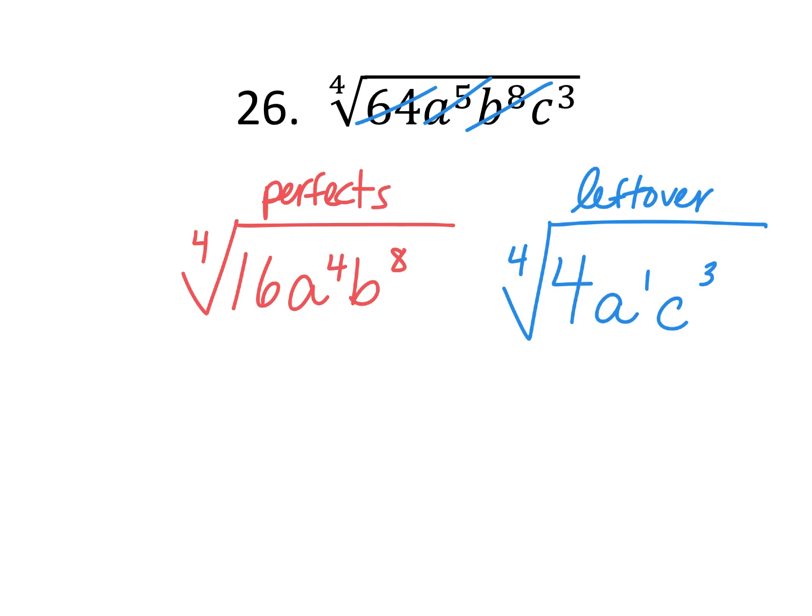So now you evaluate the left side. The perfect stuff, we should be able to find the answer to. What's the 4th root of 16? 2. The 4th root of a to the 4th is a to the, you just divide first. Or think to yourself, how many times does 4 go into 4? Once. Okay, and then the 4th root of b to the 8th is b squared.